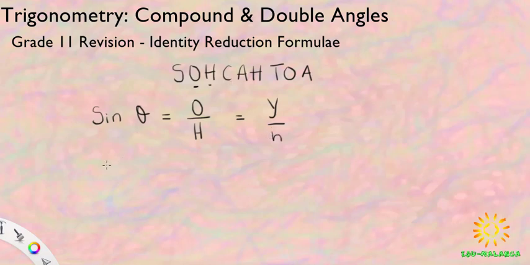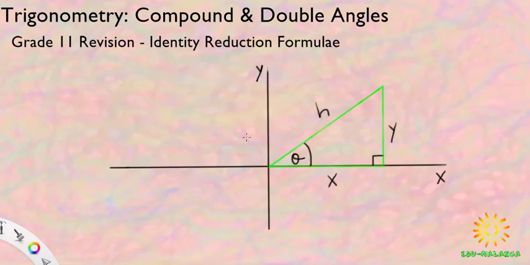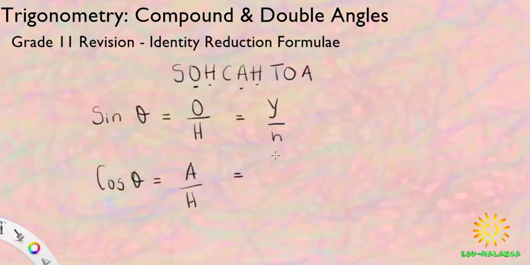Let's do the cosine now. Again, we're still using theta. The cosine of theta from SOHCAHTOA is the adjacent length over the hypotenuse. So you have adjacent over hypotenuse. That's where the CAH comes from in SOHCAHTOA. And let's come back to our triangle. We have adjacent length of x and the hypotenuse stays h. So we have x over h for our cosine.